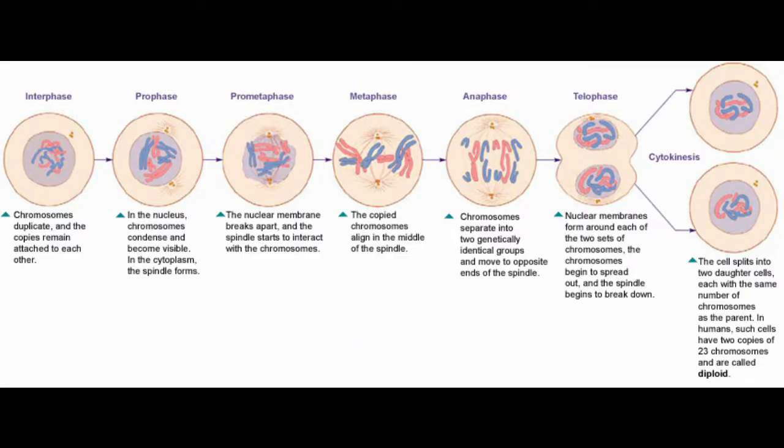Interphase. At this point, the DNA is in its chromatin form and the DNA replicates. After interphase comes prophase. The DNA starts to coil itself up into visible chromosomes. The copies of each chromosome, or sister chromatids, are connected together by a centromere.